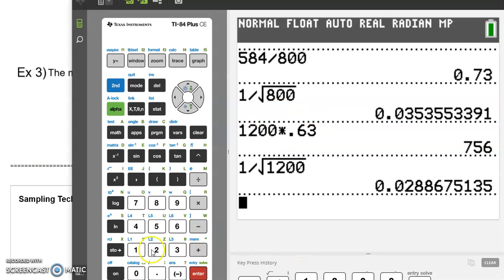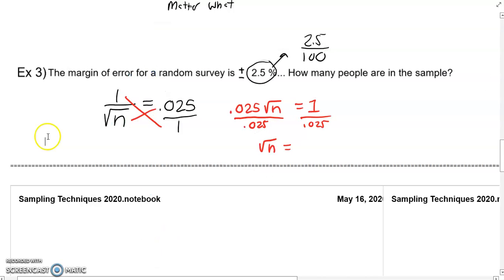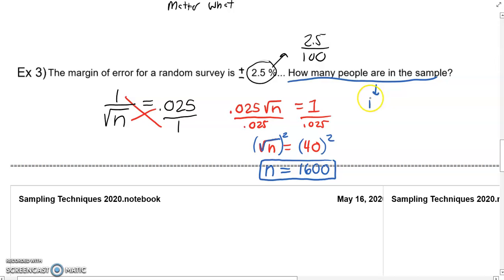And let's see, 1 divided by 0.025 gives us a number of 40, okay? In order to get rid of this square root, we have to do the opposite of it. And the opposite of taking the square root of a number would be squaring that number. So if I go ahead and do that now, n would be by itself, and all I have to do is square the 40, and 40 squared, you can put it in your calculator if need be, is going to be 1,600. So how many people are in the sample? There were a total of 1,600 people that were sampled in this problem.